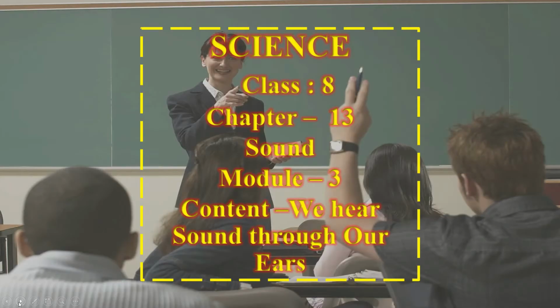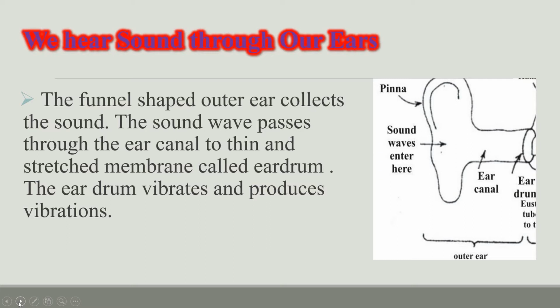Now let us start our topic, and the topic is how we hear sound through our ears. So let us start. We hear sound through our ears. Actually, all of you know that we are able to hear sound through the organ that is called the ear, and the ear has a funnel-shaped outer ear that collects the sound. The sound waves pass through the ear canal to thin and stretch the membrane called the eardrum. The eardrum vibrates and produces the sound. The ears are the sense organs which help us in hearing sound. So we hear through our ears.